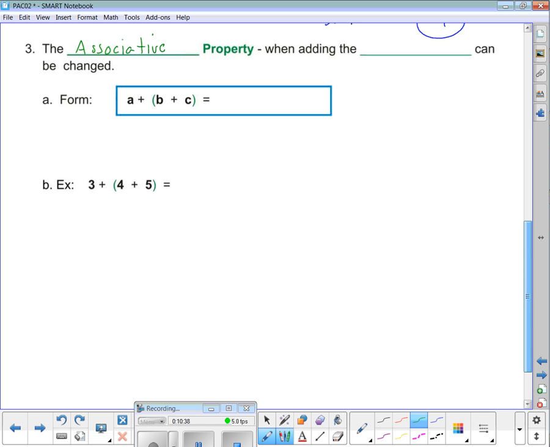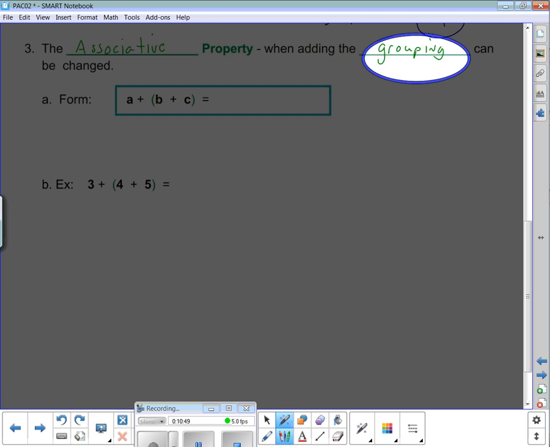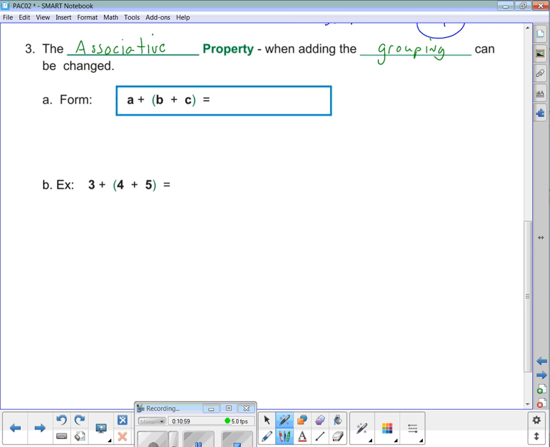So the associative property says when adding, the grouping can be changed. So that's the word you want to think of with the associative property. The grouping can be changed. Associative grouping. You got to put those two together. If you look at our example, the B is grouped with the C by our grouping symbols, right? Parentheses. And you see those parentheses there and there, right? Those parentheses are grouping the B plus the C.